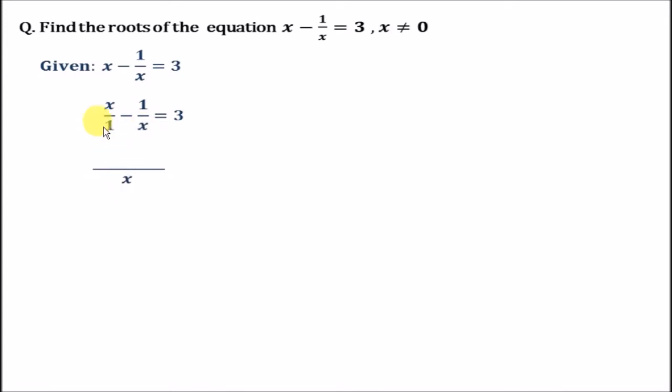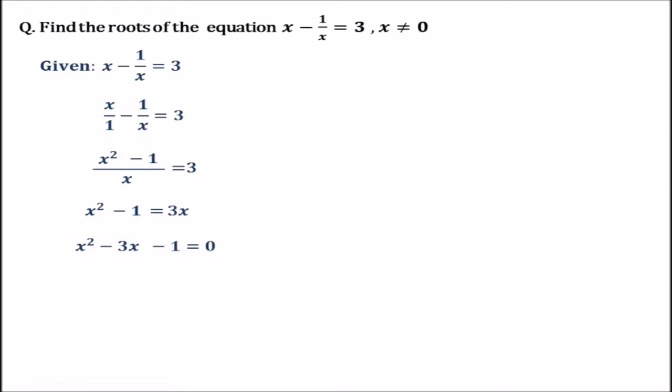Now 1 times x is x. So multiplying with x, we will get x squared. Minus x and x are similar. So 1 ones will give us 1. So we have got x squared minus 1 by x equals 3. On taking this x to the right hand side, we will get x squared minus 1 equals 3 into x, 3x. Now let's shift 3x to the LHS in order to get a quadratic equation of the standard form. x squared minus 3x minus 1 equals 0.